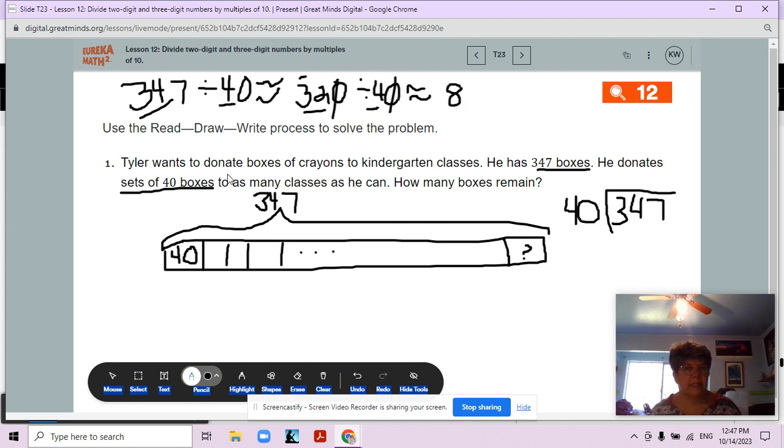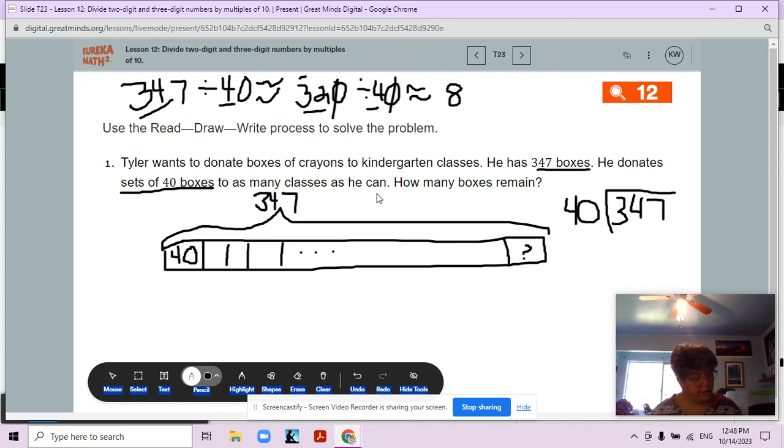So it looks like, even though there's 347 boxes, it looks like it's going to be pretty close to 8 classes, because there's 8 40s in 320, right?